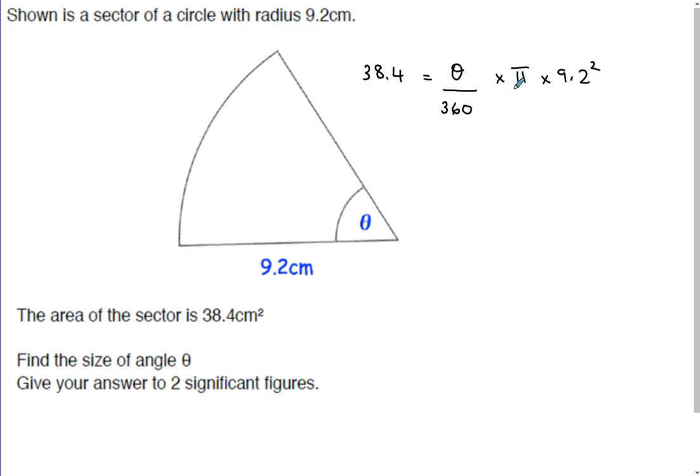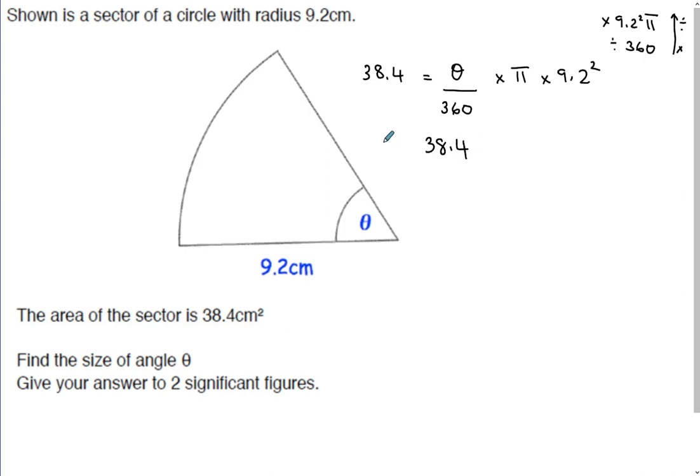All right, what's been done to the angle? It's been multiplied by 9.2 squared times pi, so pi, and then divided by 360. Okay, so we go backwards, we multiply by 360 and divide by all that.